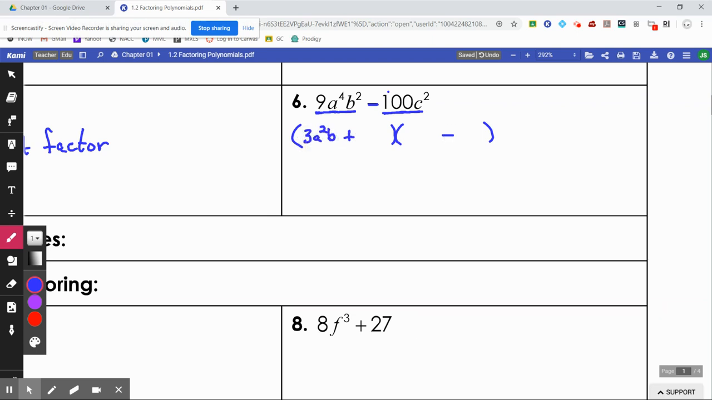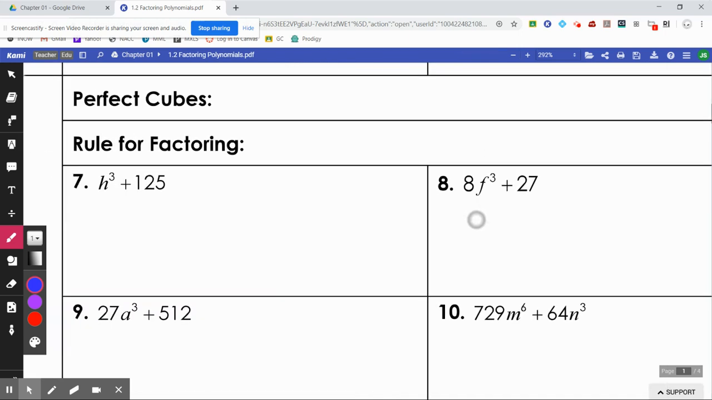3a squared b times itself gives you this term. 10c times itself gives you this term. By the way, it doesn't matter which one's plus and which one's minus, since multiplication is commutative.